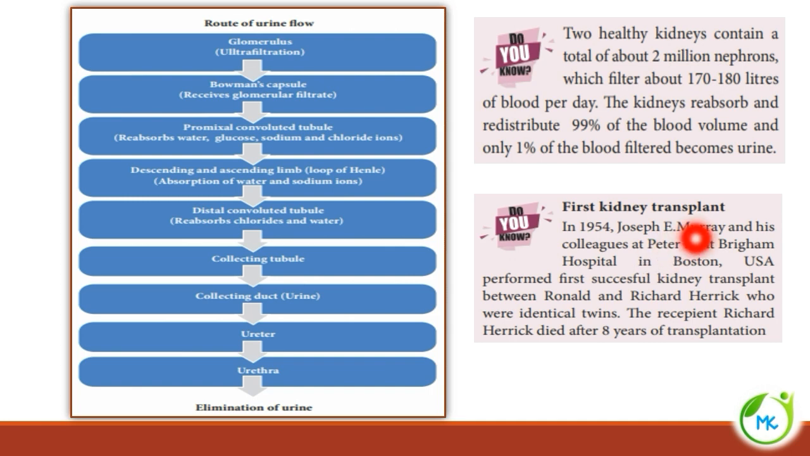The first kidney transplant. In 1954, Joseph E. Murray and his colleagues at Peter Bent Brigham Hospital in Boston, USA, performed the first successful kidney transplant between Ronald and Richard Herrick, who were identical twins. Transplantation means that whenever there is kidney failure, a kidney is transplanted from one person to another. That process is called kidney transplantation. The first successful kidney transplant was between Ronald and Richard. They were identical twins, and the recipient Richard died 8 years after the transplantation.